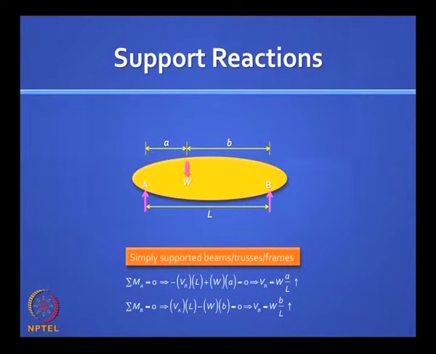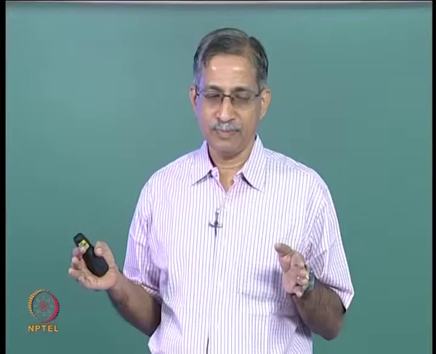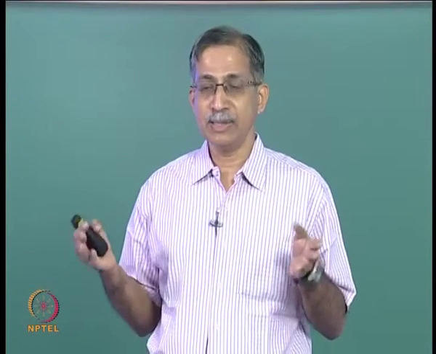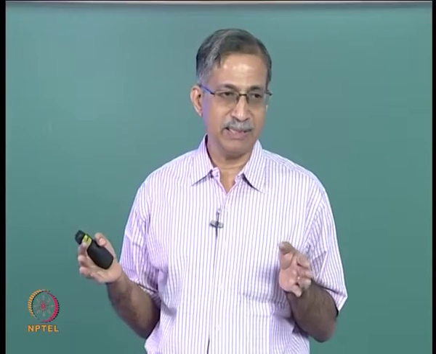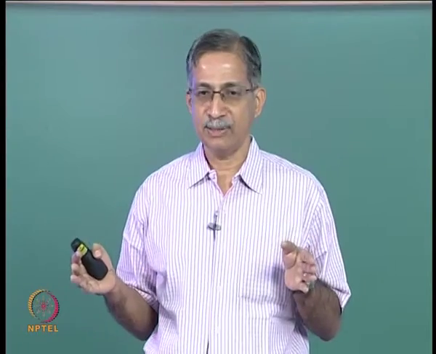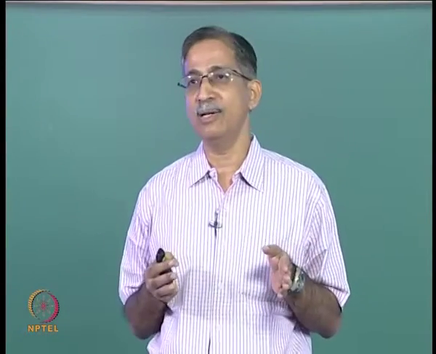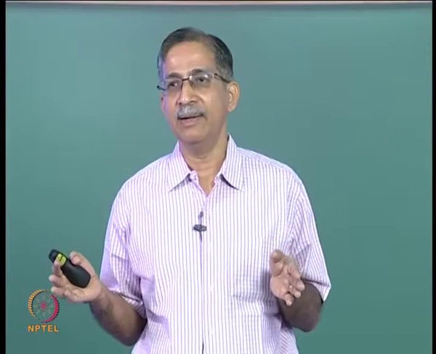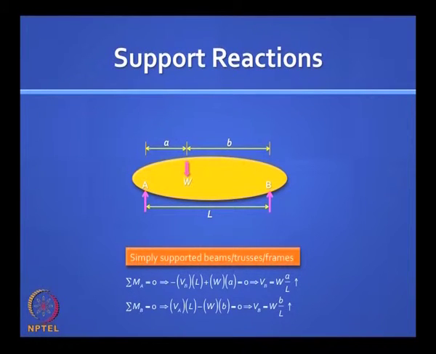So we start with support reactions. We begin with a simply supported beam. A simply supported beam is one in which you want stability, so you need to have 3 constraints in a planar structure. So essentially you have 2 vertical reactions and 1 horizontal reaction, and if there is no horizontal load applied to that system, that horizontal reaction is 0. So essentially you have 2 vertical reactions, and you could have any loading. What I have marked here, W, is the resultant load.